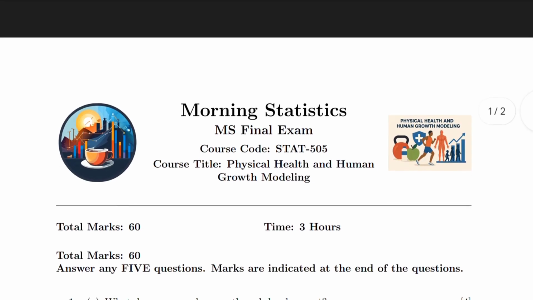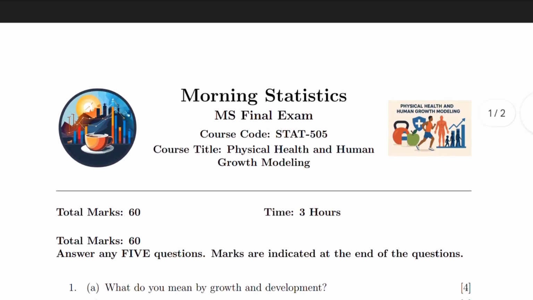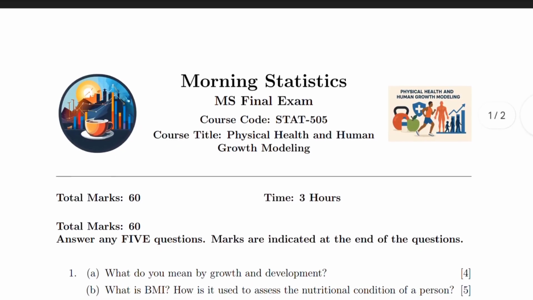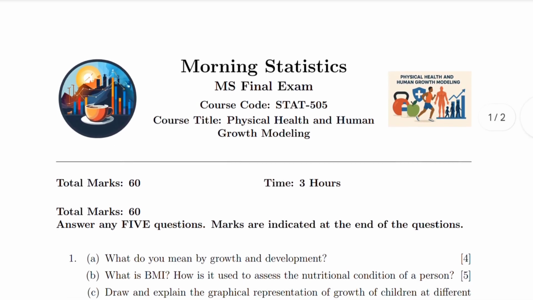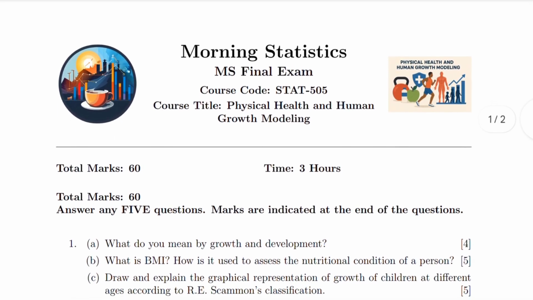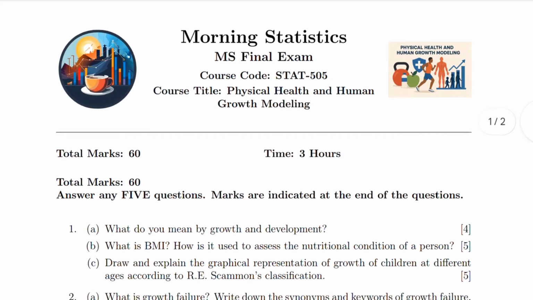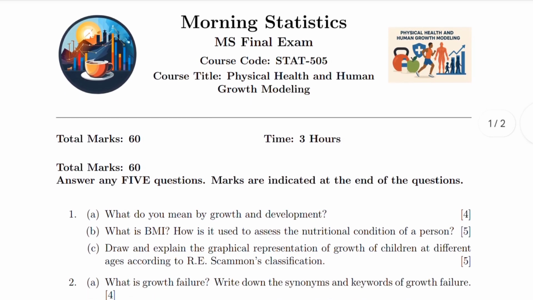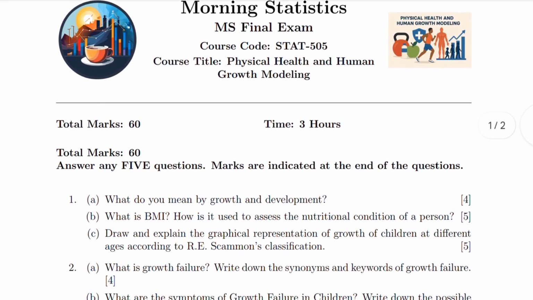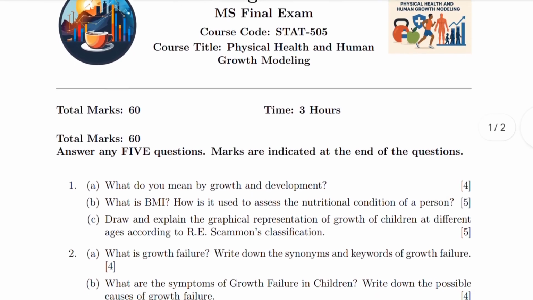1. A. What do you mean by growth and development? B. What is BMI? How is it used to assess the nutritional condition of a person? C. Draw and explain the graphical representation of growth of children at different ages according to R.E. Scammon's classification.